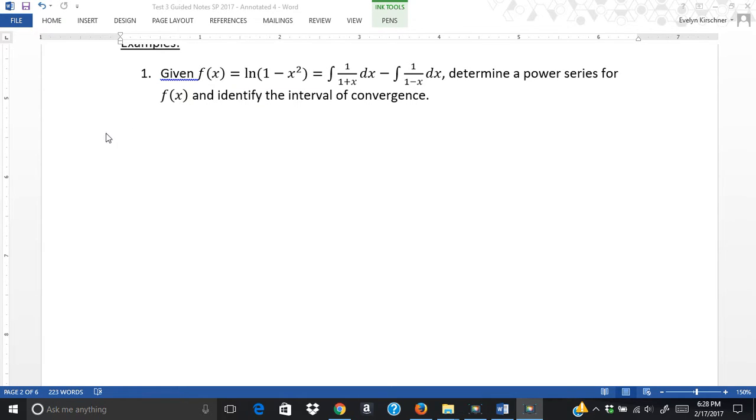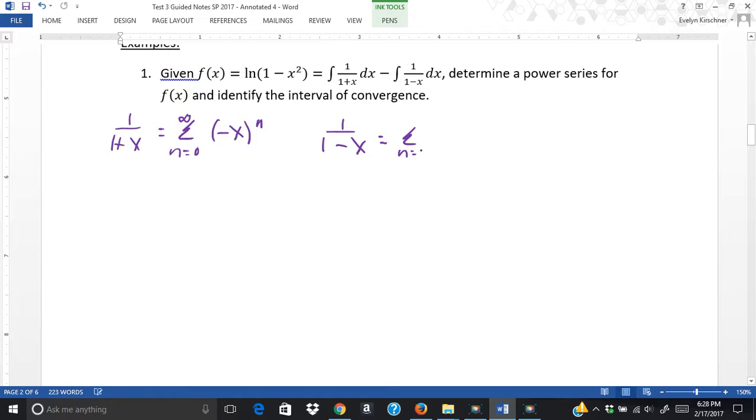So what I'm going to do is I know that 1 over 1 plus x is the sum n equals 0 to infinity of negative x to the n. And I know that 1 over 1 minus x is the sum n equals 0 to infinity of x to the n. Because here I have a is 1 and r is negative x, and here I have a is 1 and r is x. And my radius is from negative 1 to 1 when I'm centered at 0.